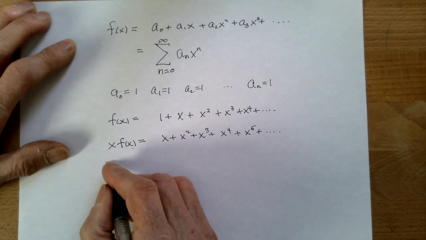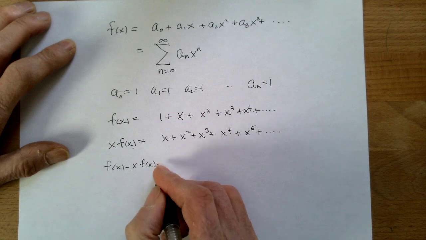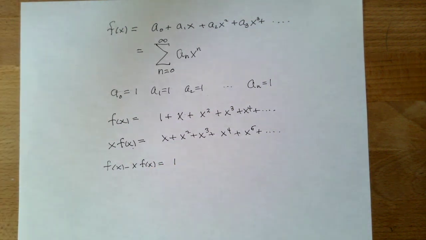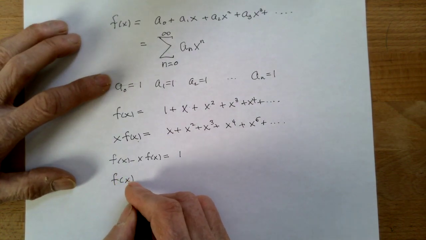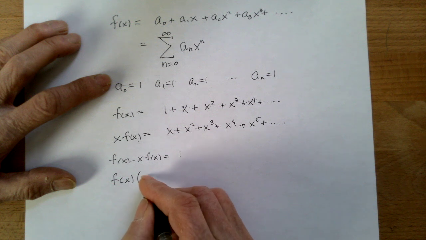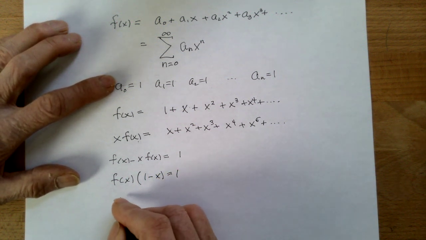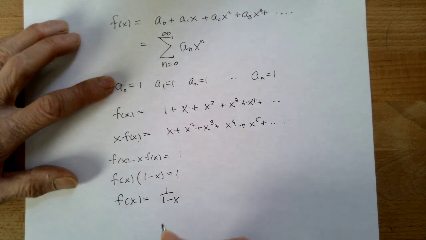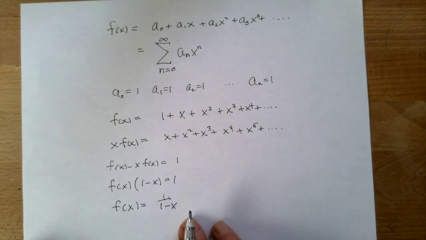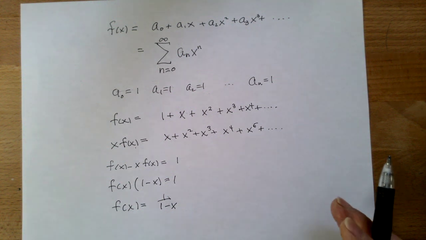So let's take a look at that. That's f of x minus x f of x, and that would equal 1, because that's the only thing that's going to remain when we do that. And now I can factor out the f of x from this expression, and I can solve for f of x. So I now have an expression, 1 over 1 minus x, which is equal to 1 plus x plus x squared plus x cubed plus x to the fourth, etc.